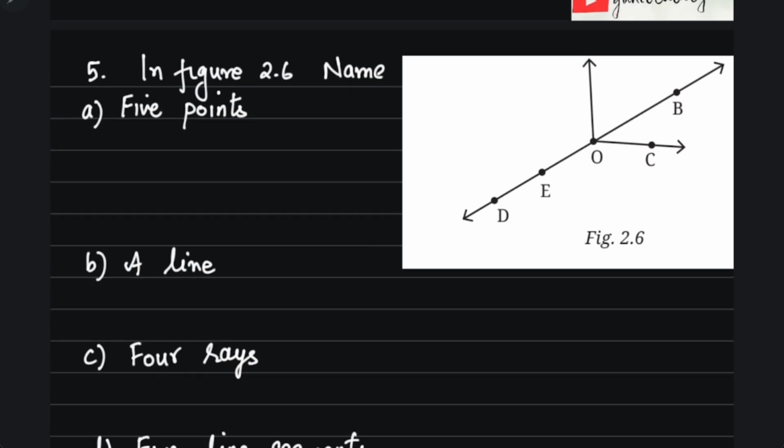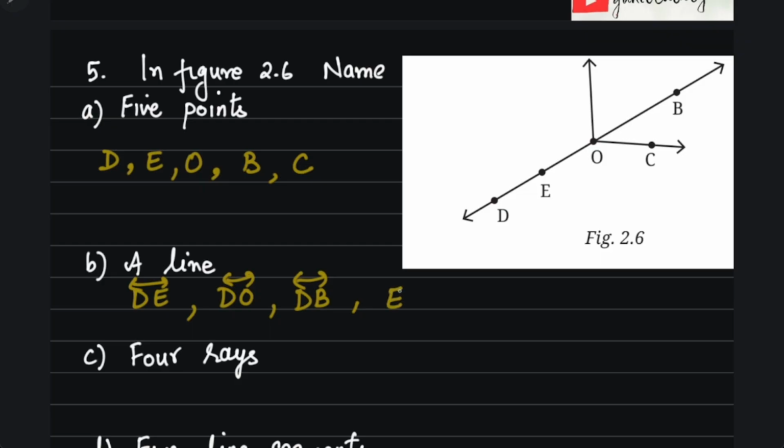Next question, question number 5 in figure 2.6. Here, name 5 points. So the points are D, E, O, B, and C. Lines: you can write DE is a line, DO is a line, DB is a line. If you start with E, EO is a line, EB is a line, and OB is a line.